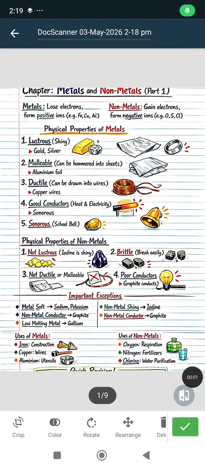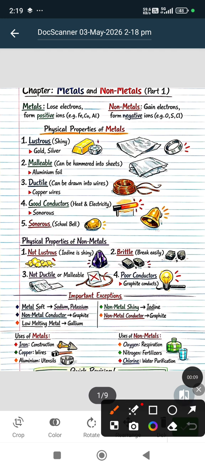Hello students, today we will do chapter 3, Metals and Non-metals, from class 10. First of all, we define metals and non-metals. Number 1, metals are those elements which lose electrons and form positive ions, like Fe, Cu and Al. Number 2, non-metals are the elements which gain electrons and form negative ions. Examples: oxygen, S and Cl.